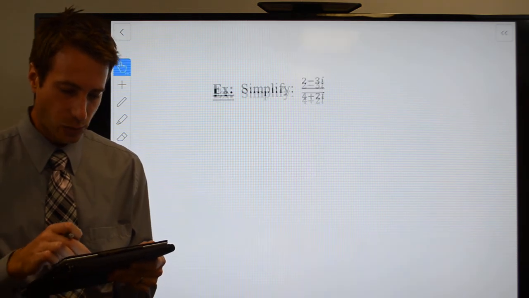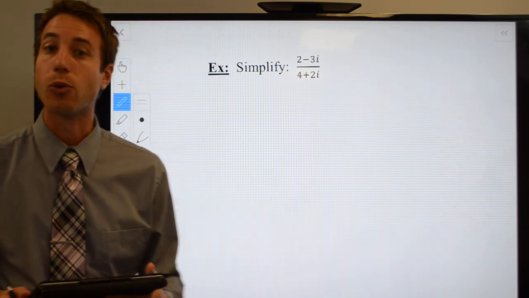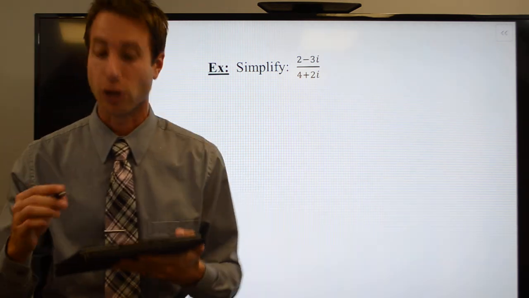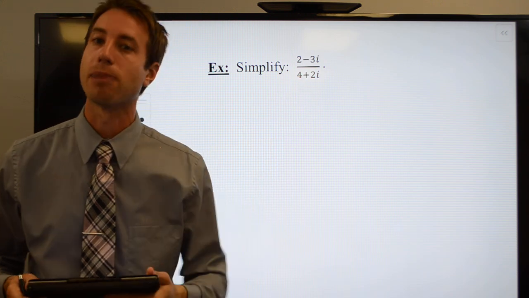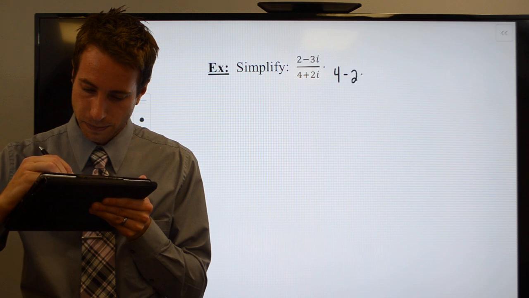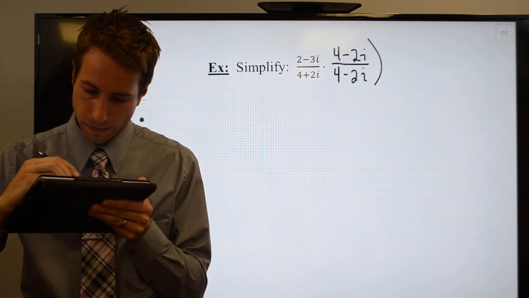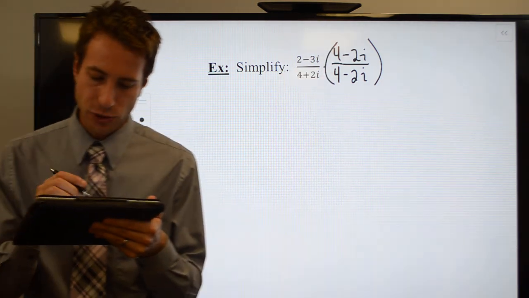I believe this is the last one I got here in this note set, and it is division. So let's go ahead and work our way through this one. Multiply top and bottom by the complex conjugate. Since it's a plus 2i, multiply top and bottom by 4 minus 2i. This one's going to be a little bit of work. I got to FOIL the top and the bottom, so let's see how this goes.